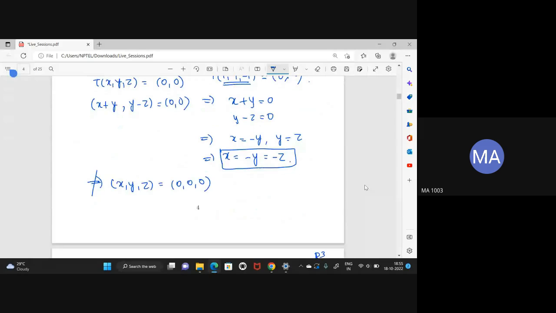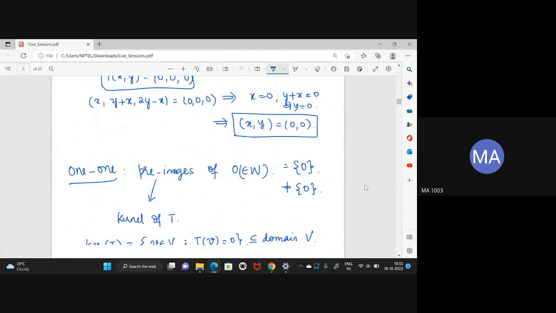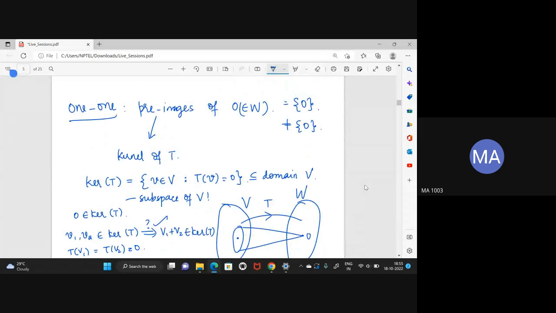And then how do we check a one-to-one map? You will assume T of V is equal to 0. If you can prove V is equal to 0, it is a one-to-one map. So basically, to check whether a map is one-to-one or not, you're looking at the pre-images of the 0 vector. If it is the singleton set 0, then it is a one-to-one map. If it is not the singleton set 0, then it is not one-to-one.